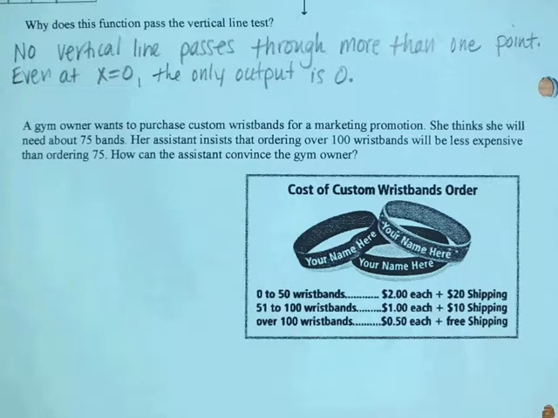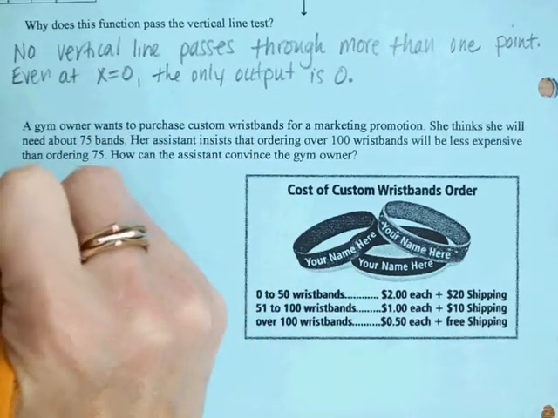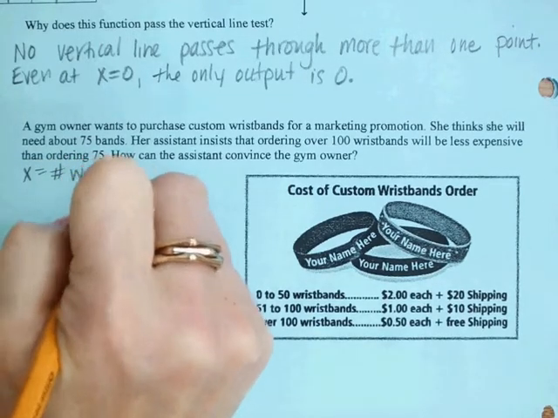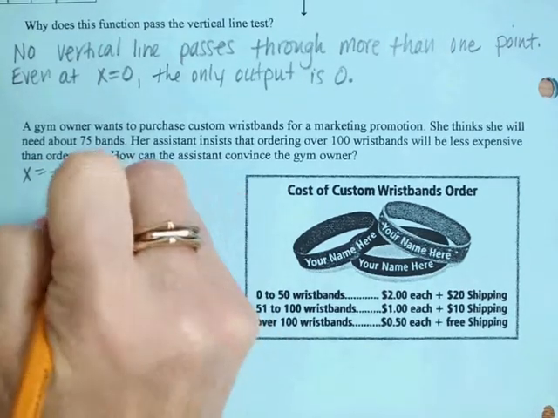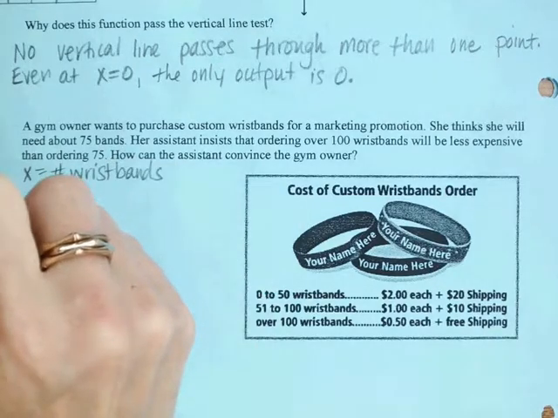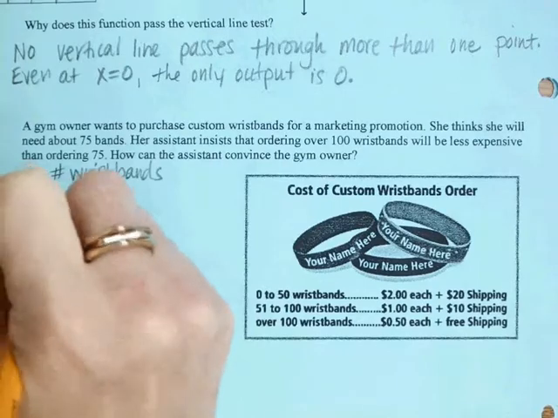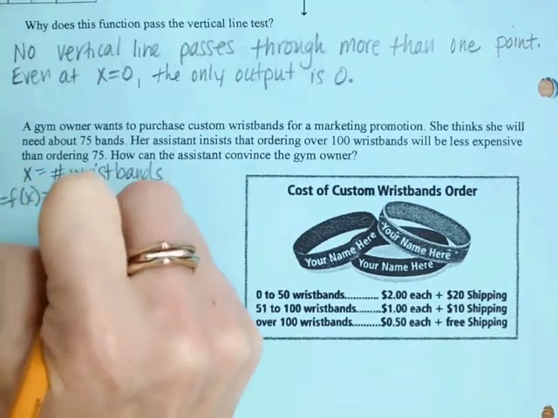So what we're going to do real quick is, it is a story problem. We're going to label our variables. So we'll go ahead and label x as the number of wristbands, because again, we'll be writing equations for this as well. And then we can have y, but remember y is also f of x, is going to equal your total cost.